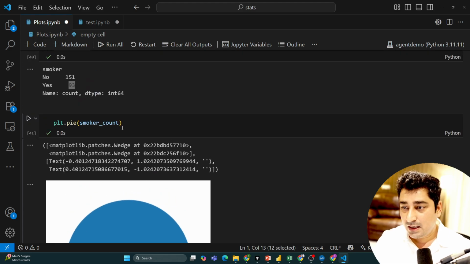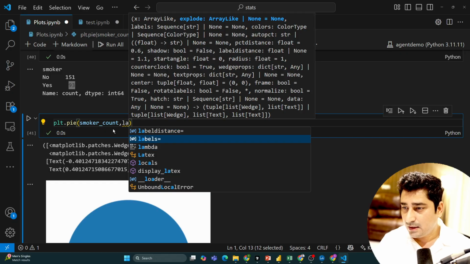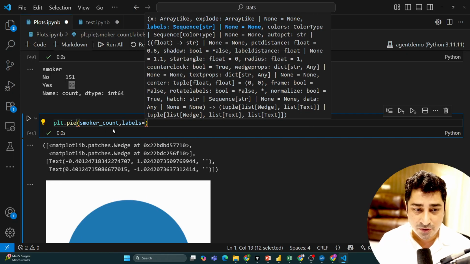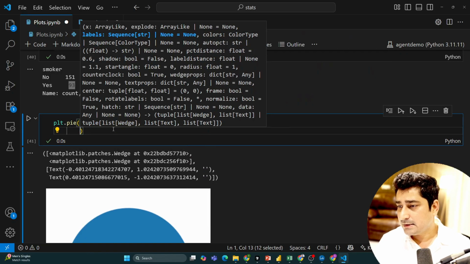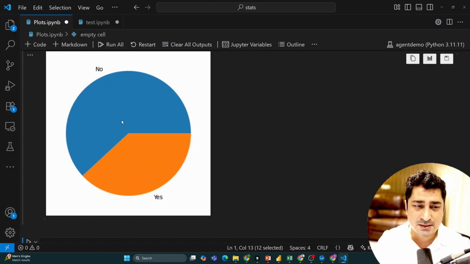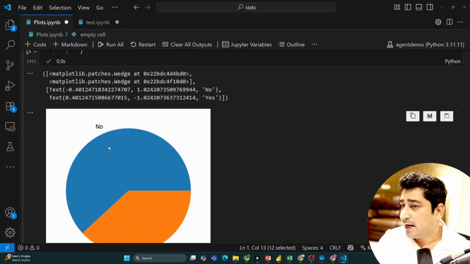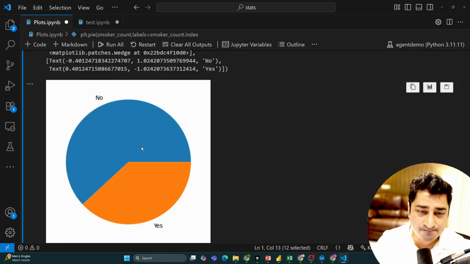So let's give a label to this one. There is a label parameter, and the label is going to be smoker count dot index. So here blue is representing non-smoker, and yes is represented by smoker. And this is just showing me the distribution, and this kind of graph is called a pie chart. So this is basically a pie chart, and I can show whatever I want over here, as simple as that.